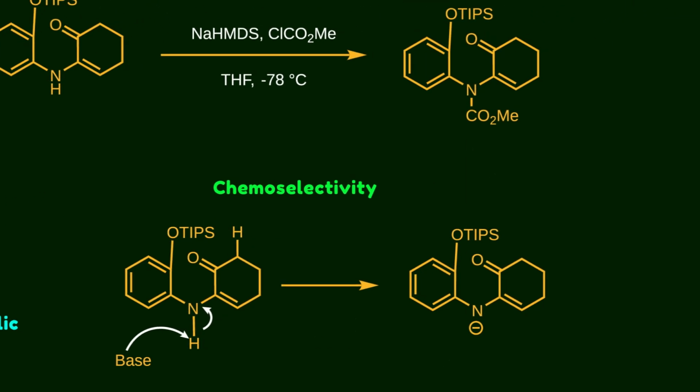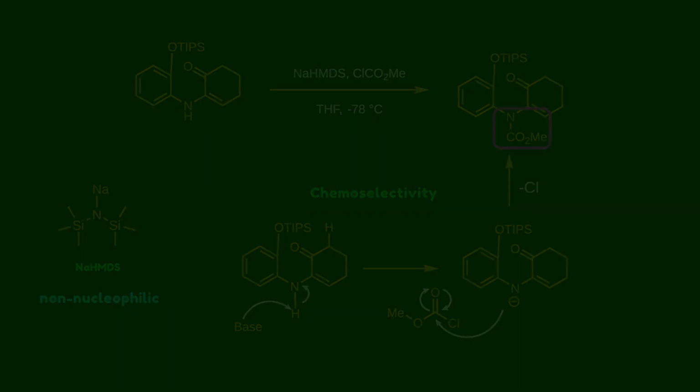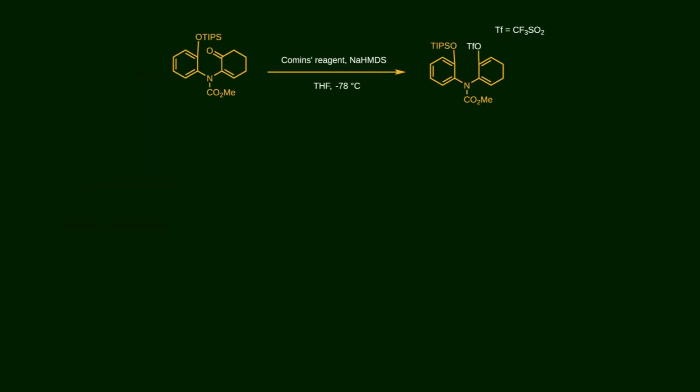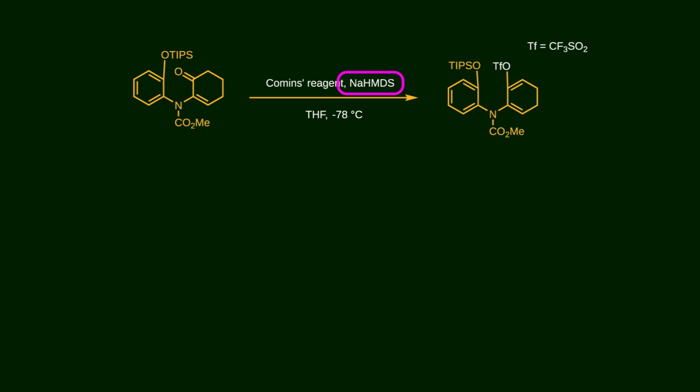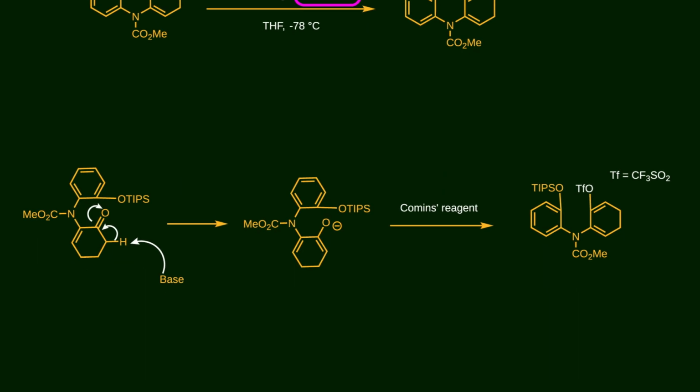After reacting with NaHMDS, the nitrogen atom attacks methyl chloroformate to form the carbamate. The goal of this reaction is to selectively protect the nitrogen atom. After protection, NaHMDS is used again, this time to abstract a proton at the alpha position of the carbonyl group.